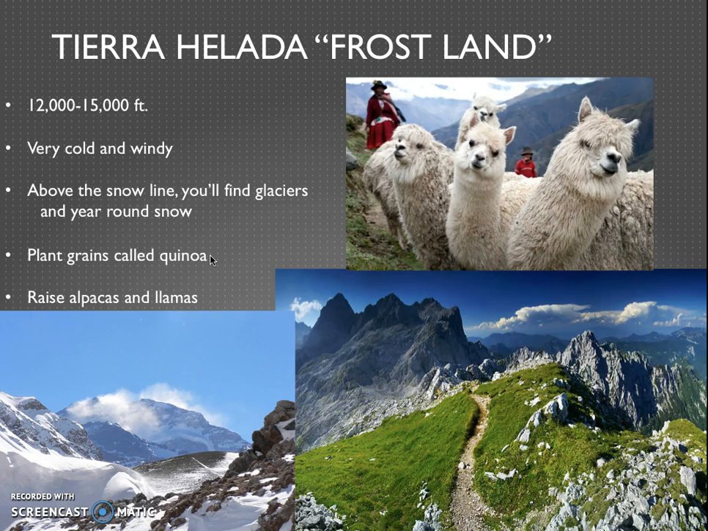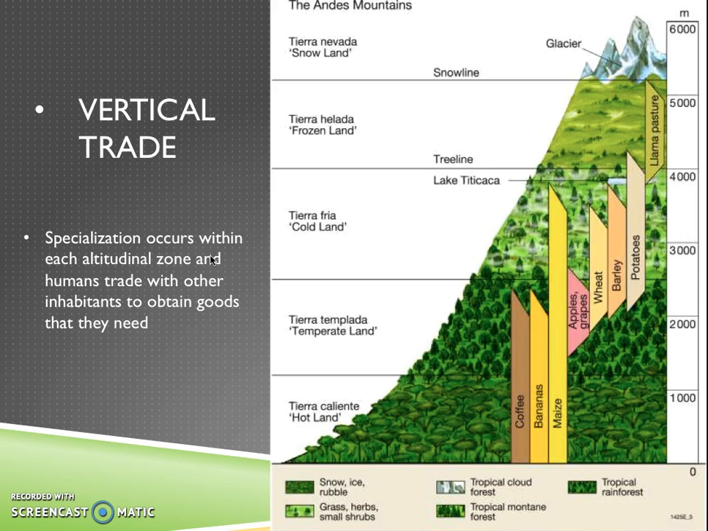Okay, those are the four zones as part of altitudinal zonation. There's Tierra Nevada, but that's well above 15,000 feet, and only a few spots in the Andes have that type of elevation. Last vocabulary word, we have vertical trade.